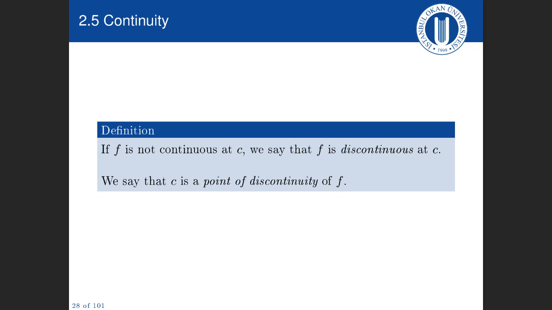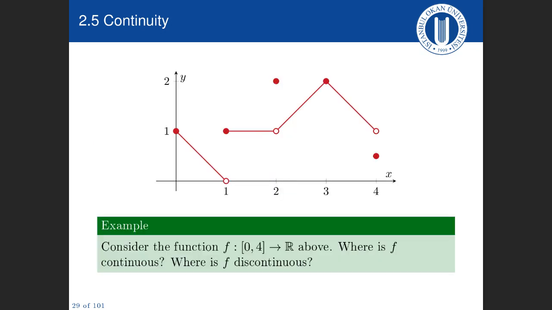If f is not continuous at C, then we say that f is discontinuous at C, or we say that C is a point of discontinuity of f. Let's look at this function again. Where is this function continuous? Where is this function discontinuous?